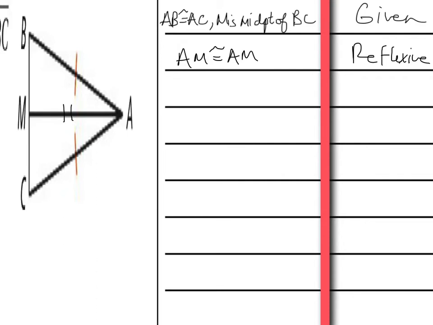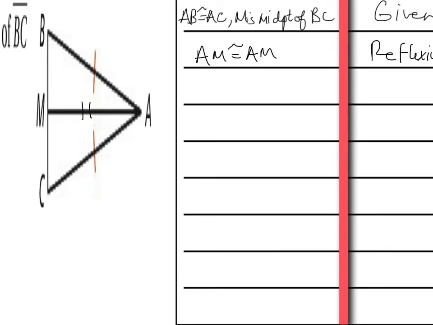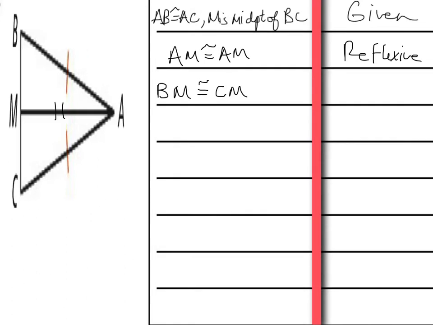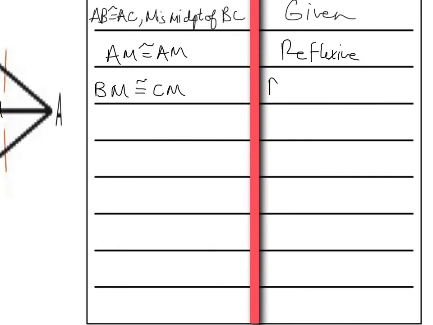And if you look at the given again, and the given, remember, I've said this for quite a while now, the given is a hint. M is the midpoint of BC, so as you look here at this picture, M right here is the midpoint of this line, so that means that this part and this part are congruent to each other. So I can say that BM is congruent to CM by the definition of midpoint.